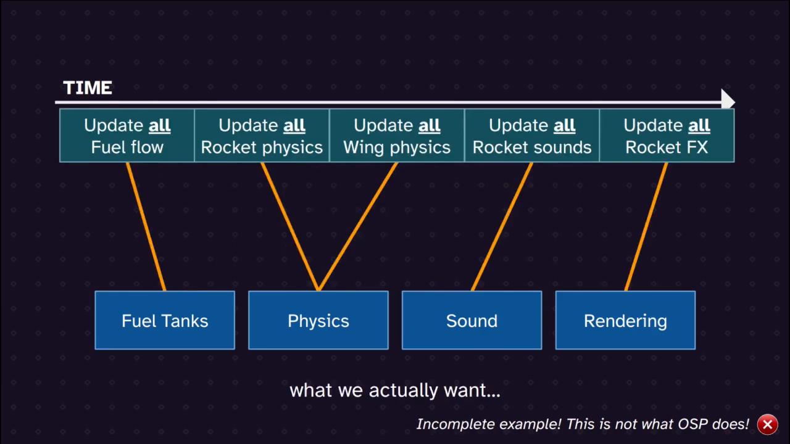What we do instead is write features as single tasks that iterate over multiple objects at a time. A single task here, for example, is update all fuel flow. This would operate on everything, all the rockets and all the fuel tanks, and would deal with that all in one step. From here, we know which rockets are able to fire, so now we can update the rocket physics. The wing physics can just go along with that. Then update the rocket sounds, and then update the rocket effects.